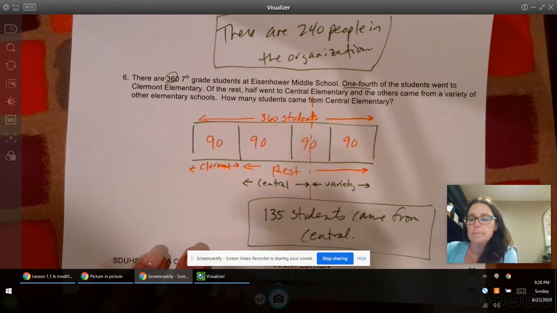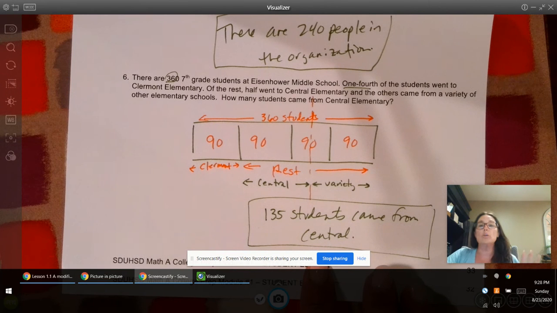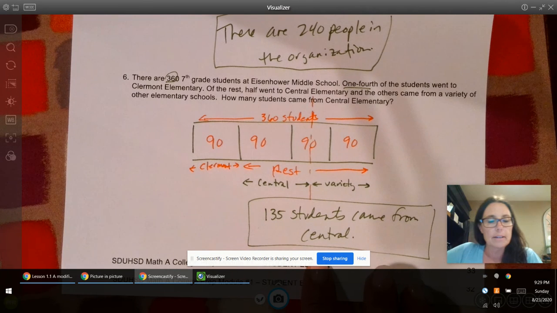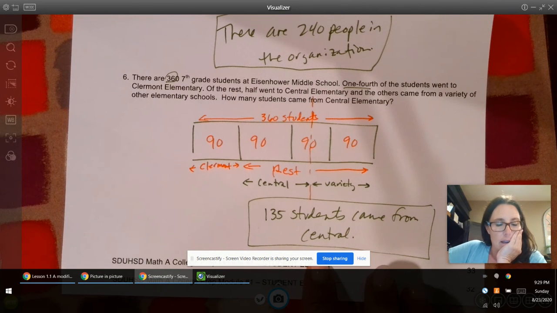Scooch that up a little. Again, you're making marks if you have any questions so that you can ask them when we talk about this lesson in class. All right, next question, next page.